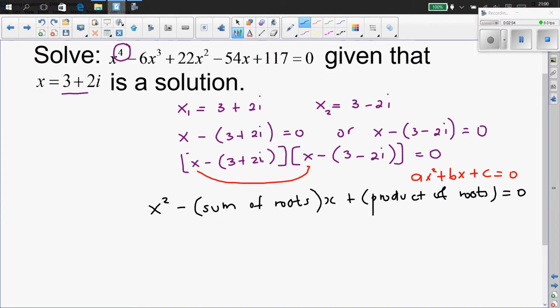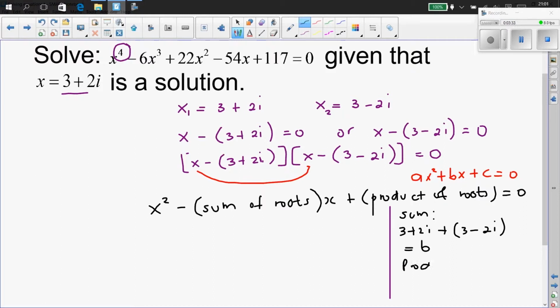Right, so let me find the coefficient of x. Coefficient of x is the sum of the roots. So we're going to find the sum of the roots. The first root was 3 plus 2i, and this must be added to 3 minus 2i. Then 3 plus 3 gives me 6. So I add my real numbers, and then I add my imaginary numbers. 2i minus 2i gives me 0. So the coefficient of x is going to be 6.